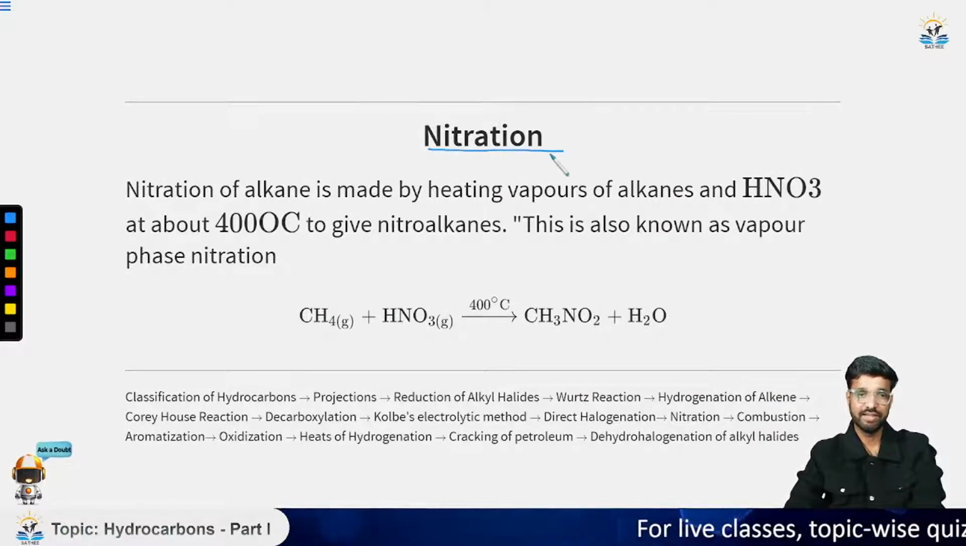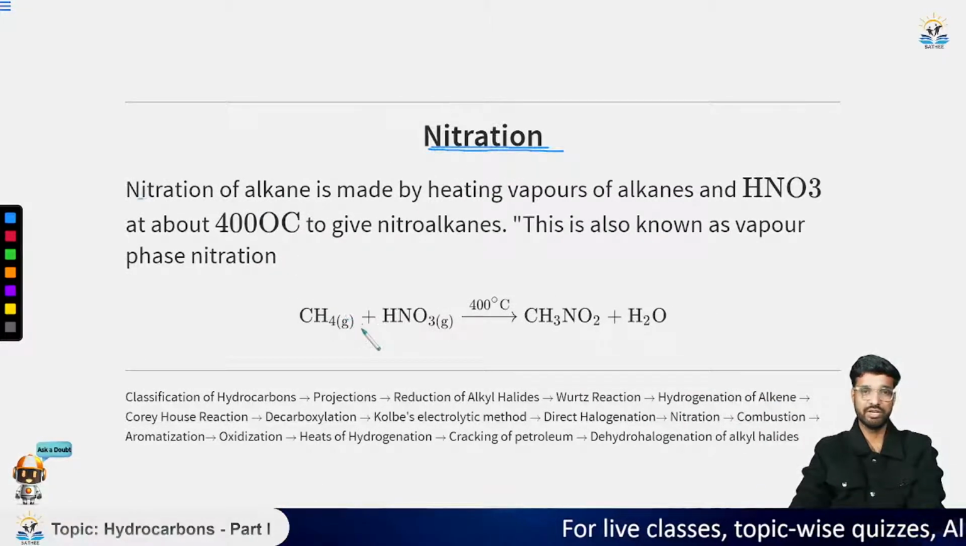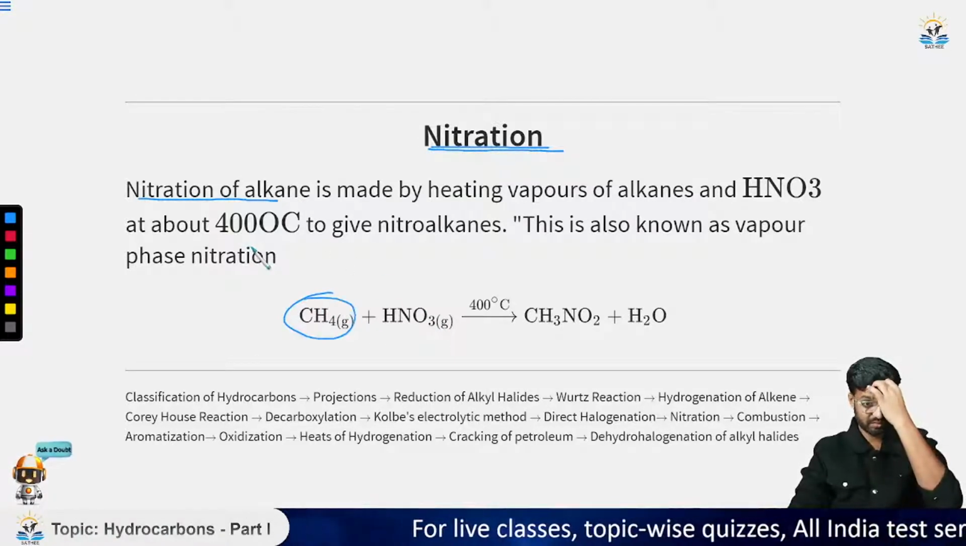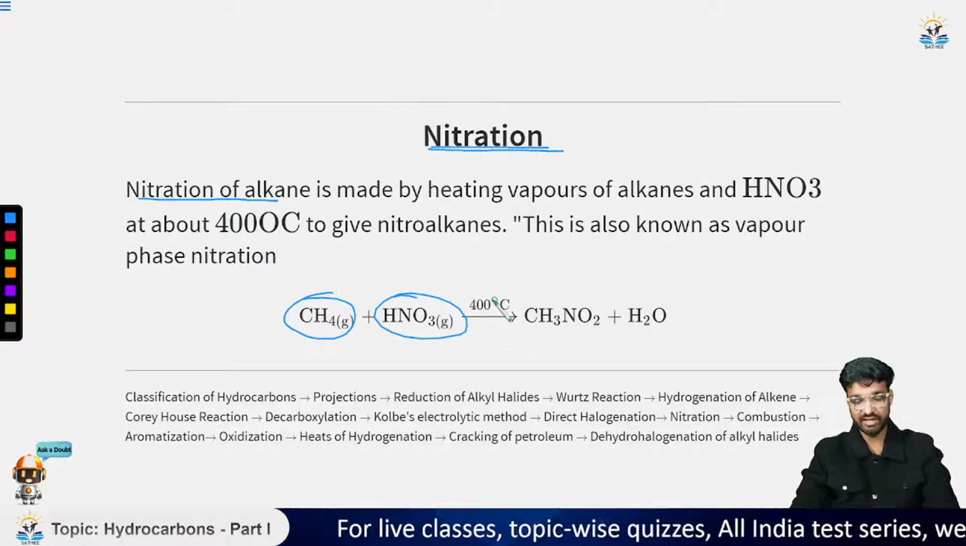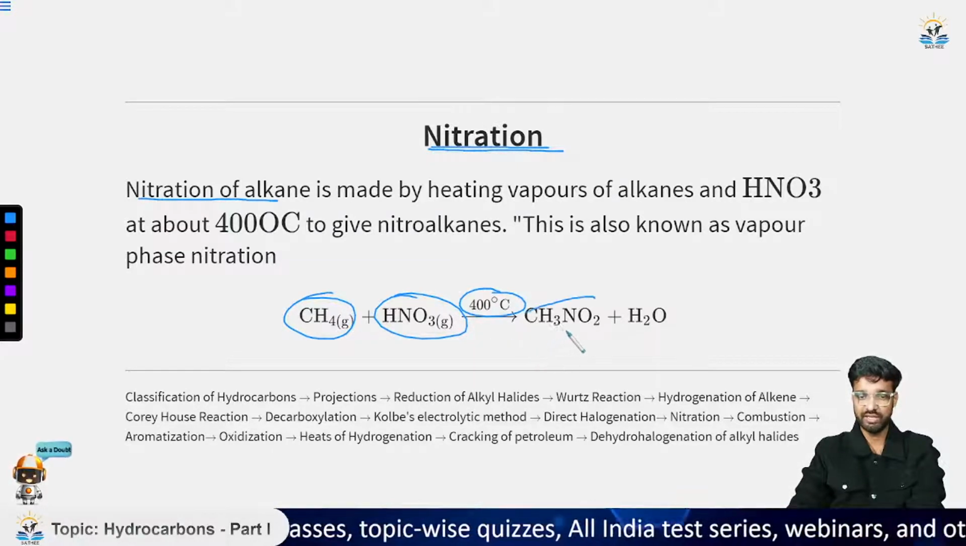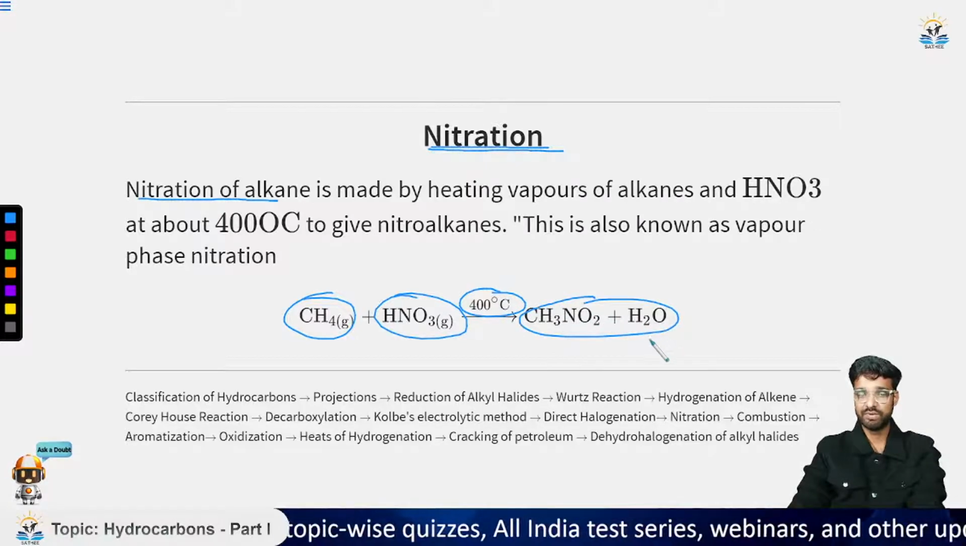Now next we have this nitration. So in the nitration reaction, we are introducing a nitro group in the methane. So it is done at high temperature, that is 400 degrees Celsius, and we are reacting it with nitric acid with methane, and we are getting nitromethane plus water.